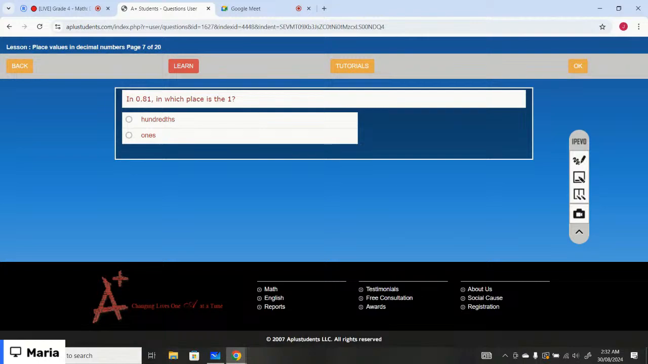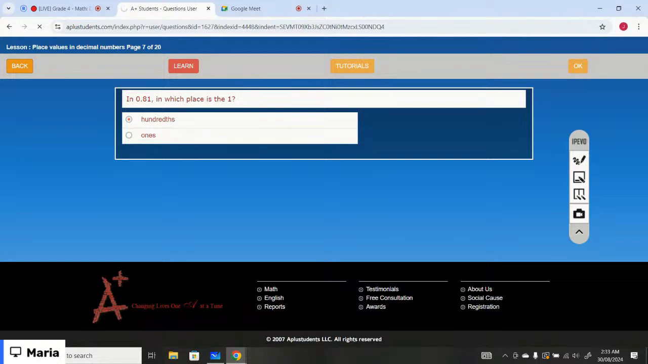In 0.81, in which place is the 1? The correct option is hundredths place, right? The correct option is hundredths. Okay, you can complete the lesson by yourself later today. Let me just move on to the next lesson.